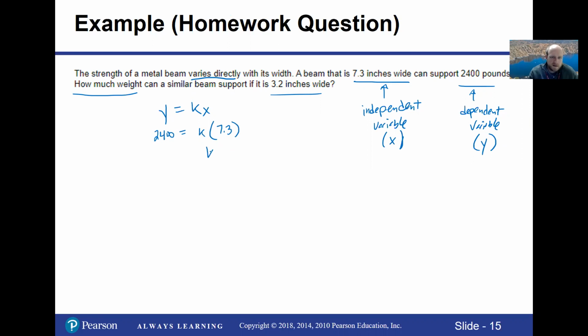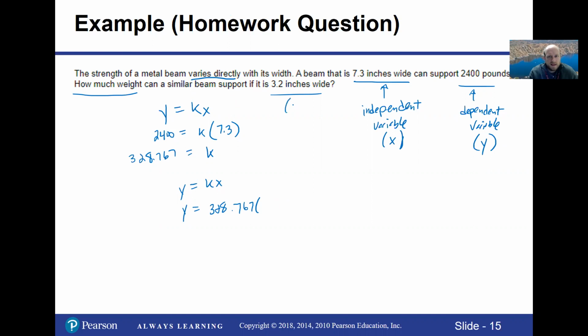Divide the 7.3 on either side, and you're going to get what k equals. K is going to be equal to about 328.767, and it keeps going. We can just round it to maybe 3 decimal places. Now they want how much weight a similar beam can support if it's 3.2 inches wide. So what am I going to do? I'm going to take my equation and substitute back in. The k value we just found is 328.767, and I'm going to multiply it by that x value, 3.2 inches.